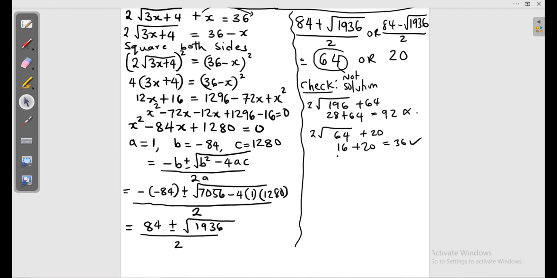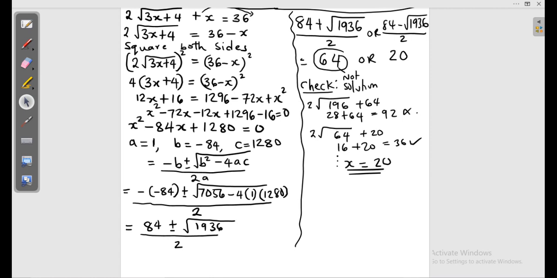So that tells you that your x will be what? 20. So the solution to this radical equation will be 20 and not 64. So you can see the process. It's just like your normal algebra you do, but you just need to be careful when you're trying to attempt questions like this. All right, I hope this video and this example helps a lot.